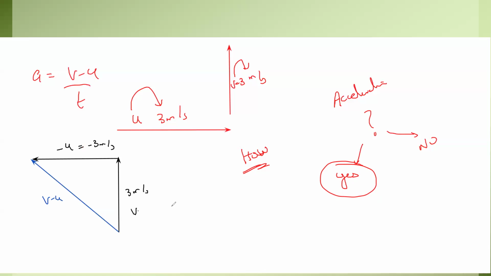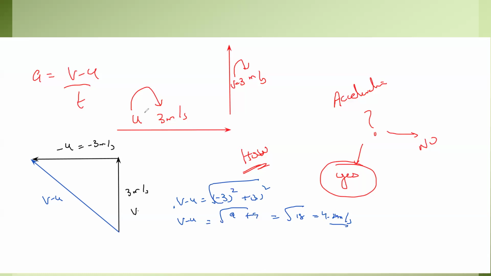And what is the magnitude of v minus u? The magnitude of v minus u will be the square root of minus 3 squared plus 3 squared. Minus 3 squared is actually 9, and 3 squared is also 9. So it will be under root 18. What is the answer for root 18? That is equal to 4.24 meters per second. And that is the change in the velocity.